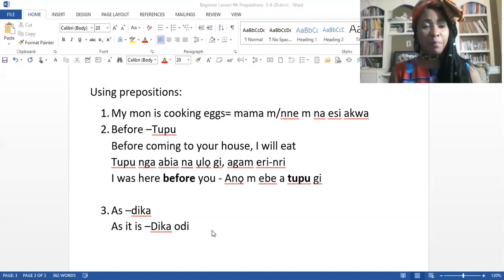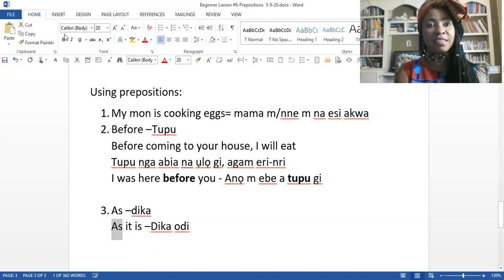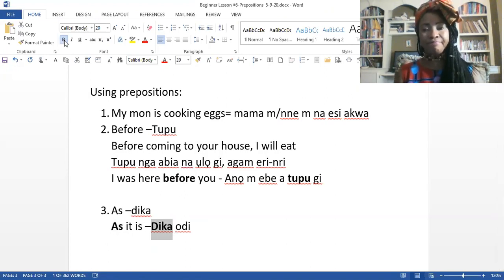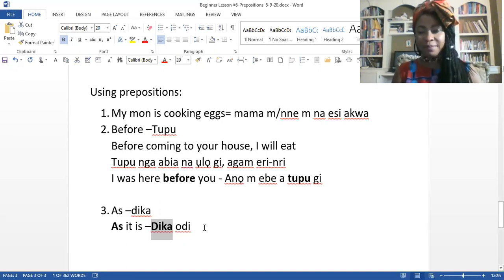Somebody want to give us an example with as it is or as? Just use the keyword as, and the word we are using is as it is. I said as it is here. And then deka is the word, the meaning. Anybody who wants to try? All right, let's move forward. Because I have a question. Kedu onye na-ekwu gịnị bụ afa gị?